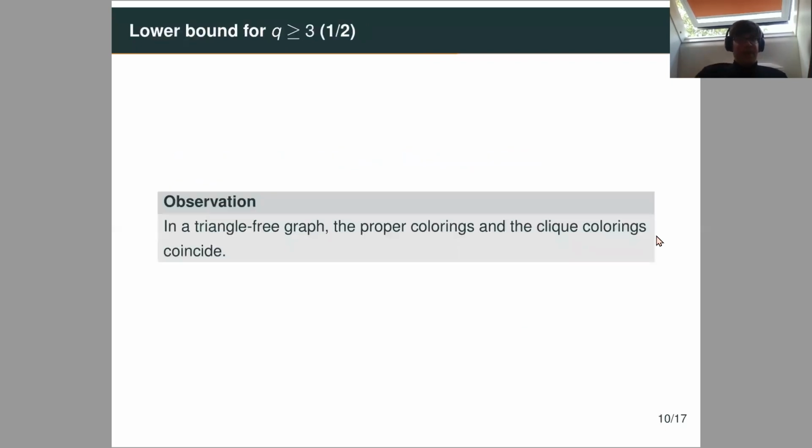All right, for the lower bound, let's consider the case when we have at least 3 colors. So first we can observe that in any triangle-free graph, the proper colorings and the clique colorings coincide. And this is simply because if we don't have triangles in a graph, then the maximal cliques are precisely the edges, which means that we forbid monochromatic edges, which is what happens in the notion of a proper coloring.